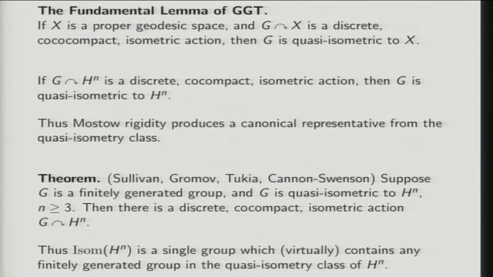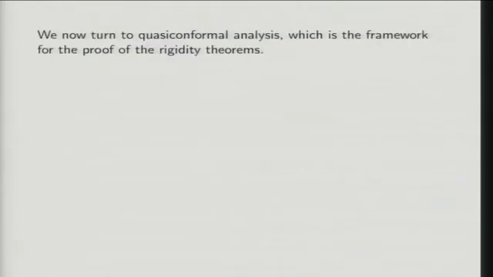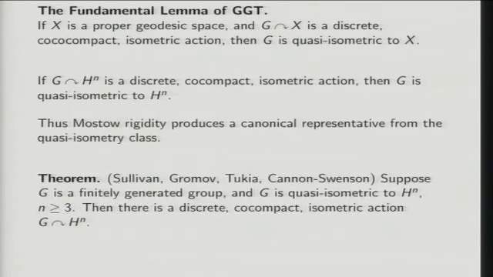So let me shift gears a little bit. I want to now look at quasi-conformal analysis or geometry, which is the technical framework that's used in the proof of Mostow rigidity. There are other proofs which avoid at least part of this, but those proofs do not generalize very well. The only proof I know of this theorem is essentially the original one, which relies on the quasi-conformal analysis.